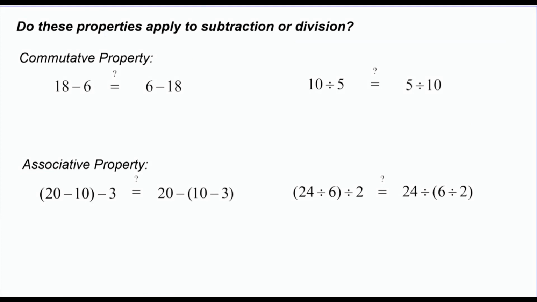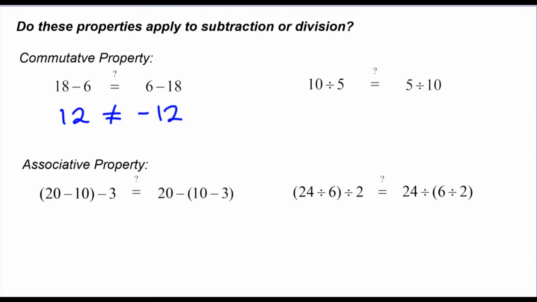Now, do these properties apply to subtraction or division? Because we've been talking about addition and multiplication this whole time. Well, let's test these two major properties, the commutative property and the associative property. So here I have two numerical expressions with subtraction using the commutative property. So I rearrange the order of the numbers. So the question is, are these equal? Well, 18 minus 6 is 12, and 6 minus 18 actually is not 12. It's negative 12. So these two values are not equal.